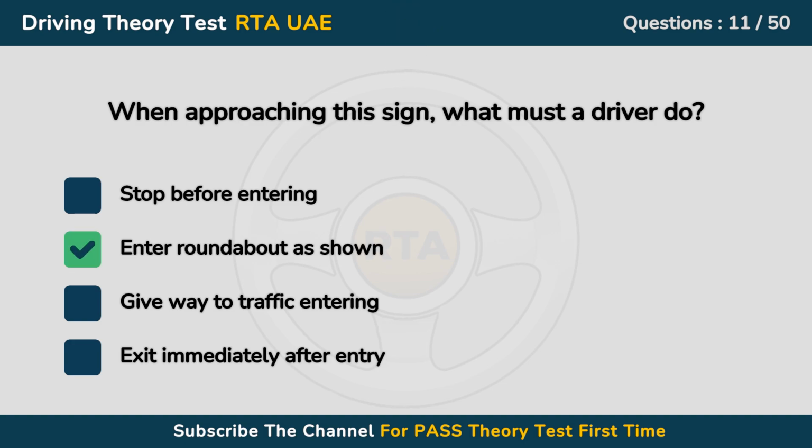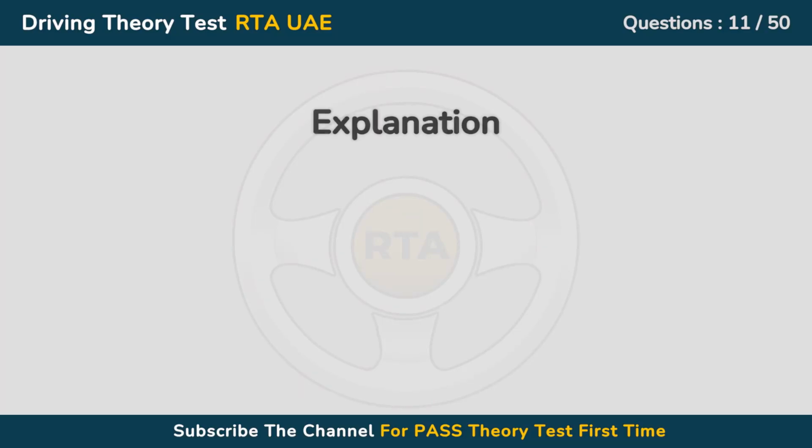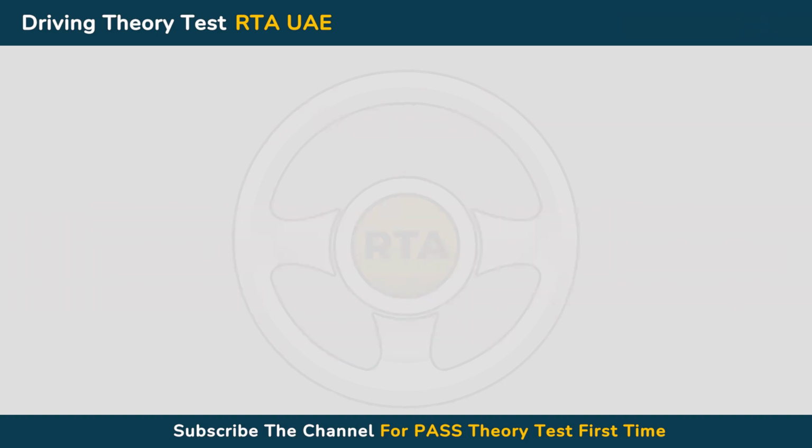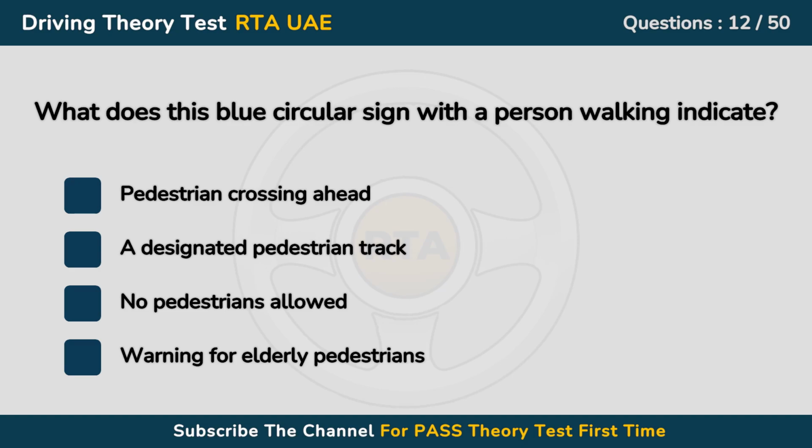Answer is B. Enter roundabout as shown. This sign indicates a roundabout or circular intersection. Drivers must follow the circular direction shown by the arrows and give way to traffic already in the roundabout. Question 12. What does this blue circular sign with a person walking indicate?